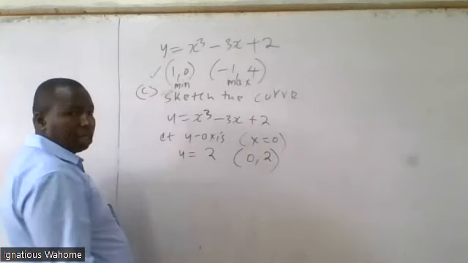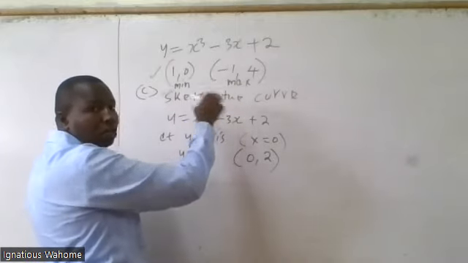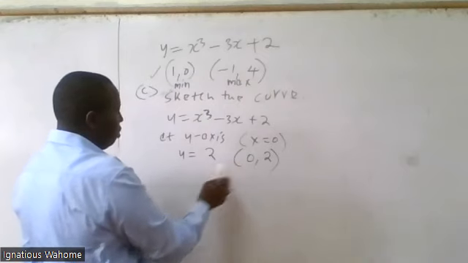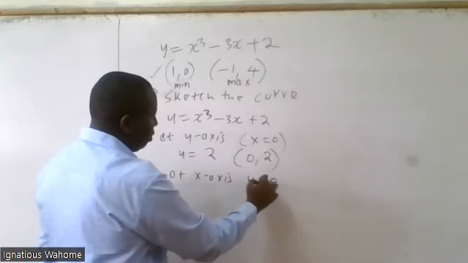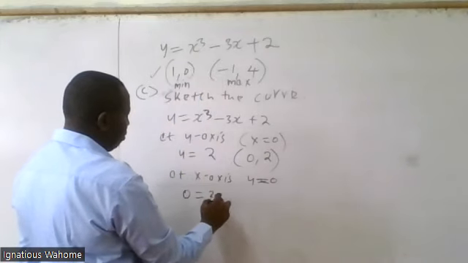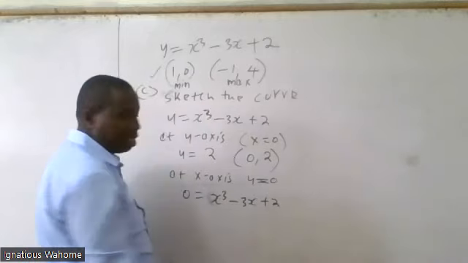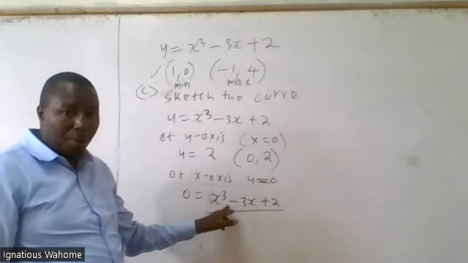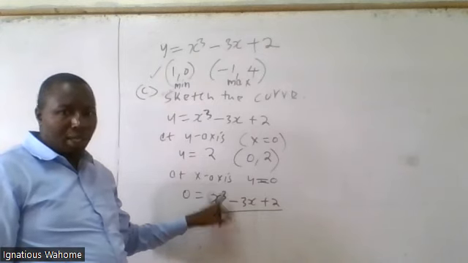So at the y-axis, because you already have the stationary points and you already know the nature, you say x equals 0. And then what about at the x-axis? At the x-axis, the value of y is 0. So it puts 0 equal to x³ - 3x + 2. But when it is like this, you cannot solve this equation, because this is x cubed, it is not squared. You cannot solve this equation when it is like that.